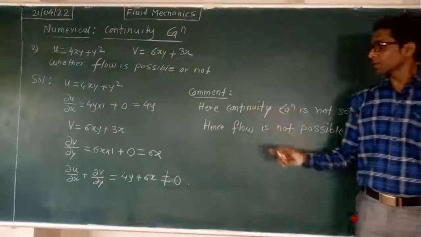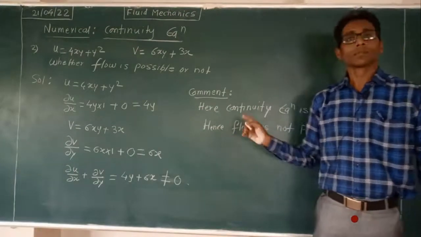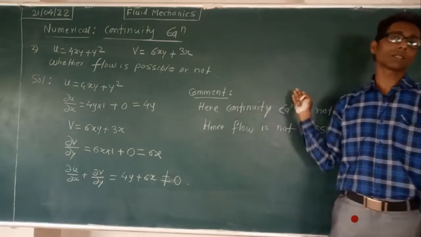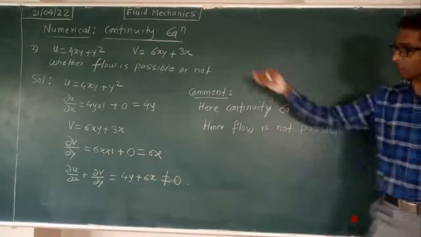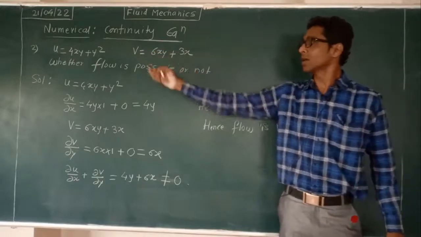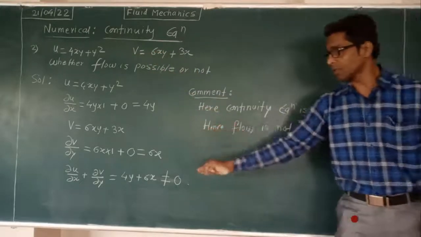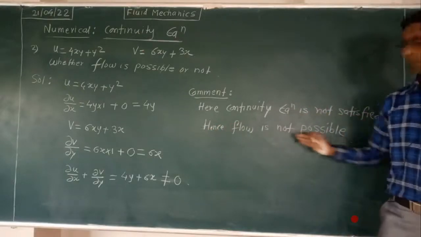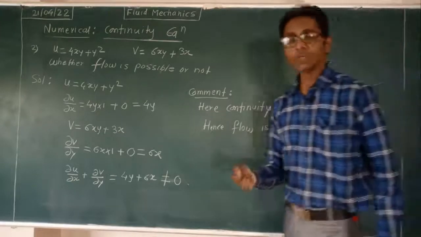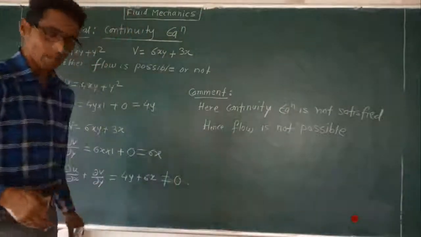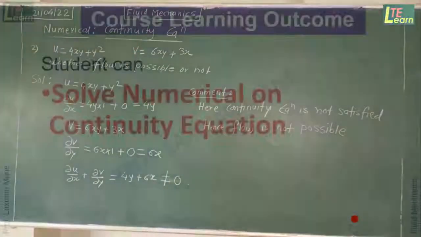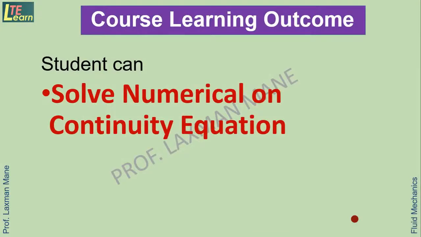So in the last example we had three components, we got the sum of all the differential components 0, that's why we said continuity equation satisfied and flow was possible. But for this two-dimensional numerical, the sum of the differentiation components is not equal to 0, that is why continuity equation is not satisfied and flow is impossible. Okay, in this way we have to solve the different numericals which are based on the continuity equation. So at the end of this session you can solve numericals on continuity equation.